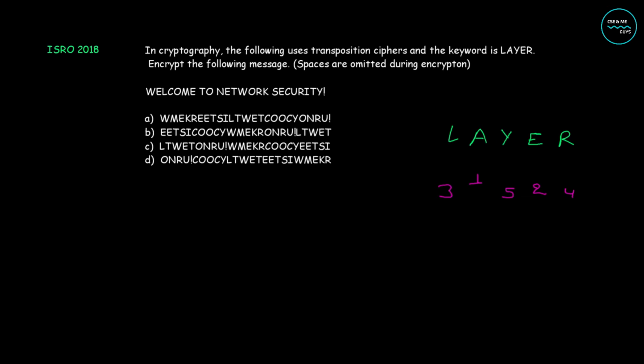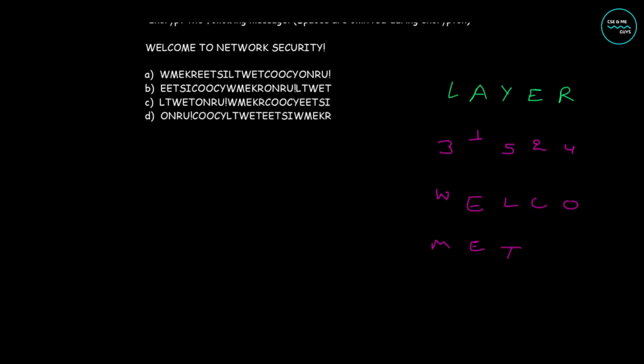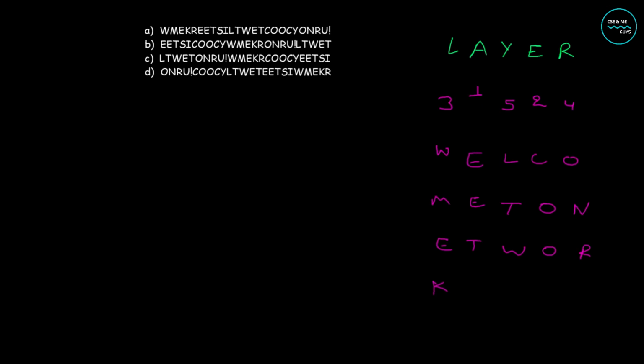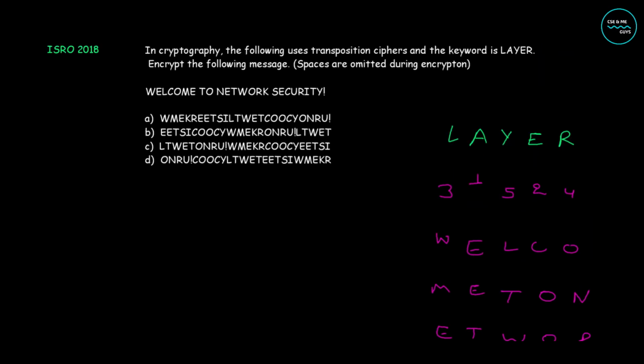Now what we do is take the message and spread it out in rows. We spread it word by word according to rows. W E L C O M E. Spaces are omitted in encryption, so no need to count the spaces. Net, work, security: S E C U R I T Y. That's it.